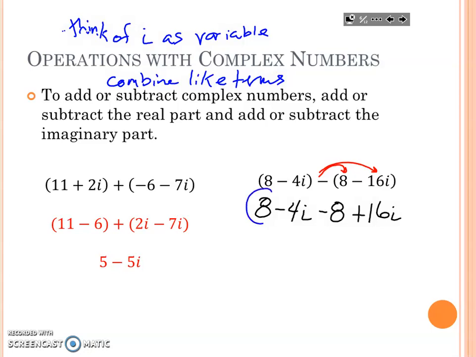So when I do that, I have an 8. I have a negative 8. I'm going to combine those together. That gives me nothing. I've got a negative 4i, and I've got a positive 16i. So negative 4i and positive 16i gives me 12i. Okay? Again, you guys can pause, you can rewind, go back if you don't understand what's going on. Write down your questions, and I can answer them later.